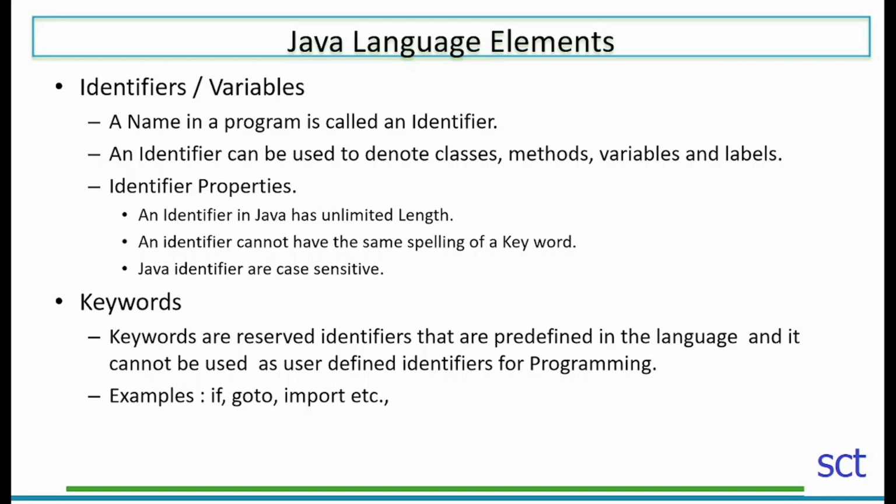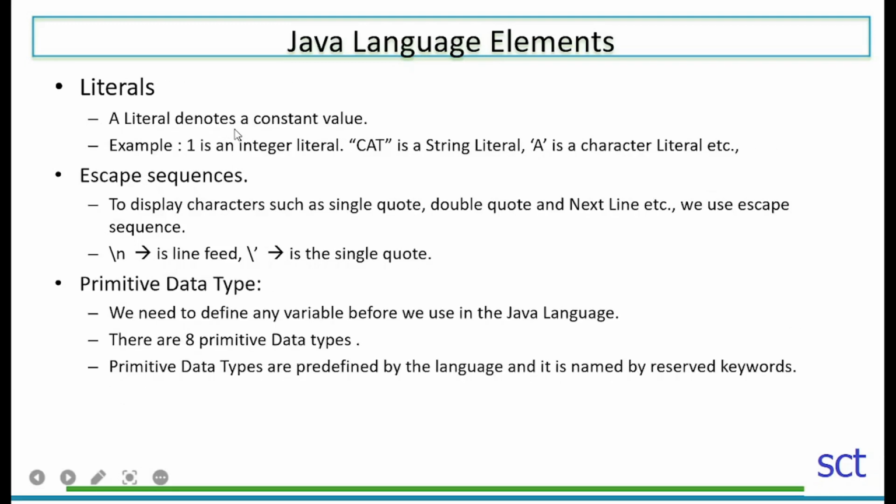And next one is keywords. Keywords are nothing but words which are reserved by the language. For example, we have something called goto, you have something called import. So this import is actually a keyword, and it cannot be a variable name or an identifier. Literals denote a constant value. One is an integer literal, cat within double quotes is a string literal, a is a character literal here. Okay, these are the examples of literals here. Literals are nothing but they denote a constant value.